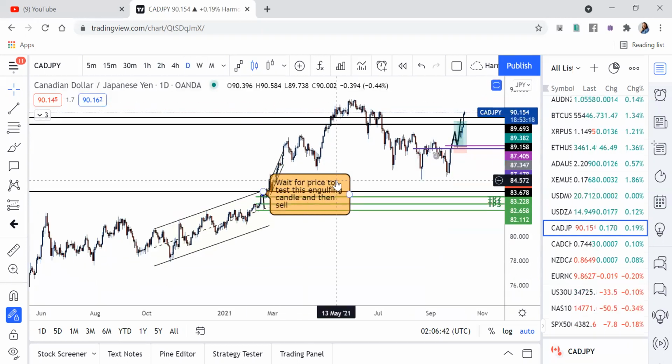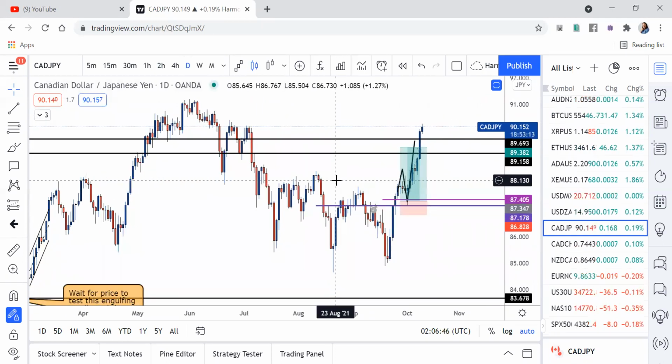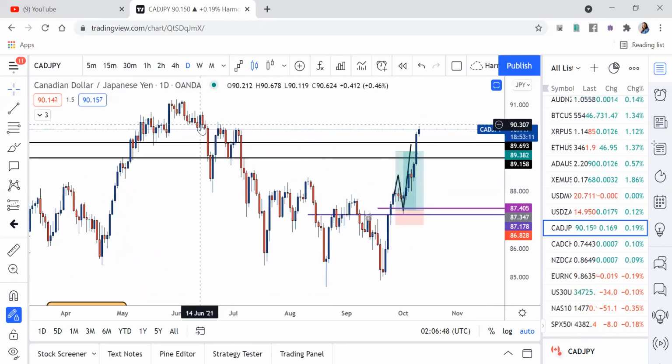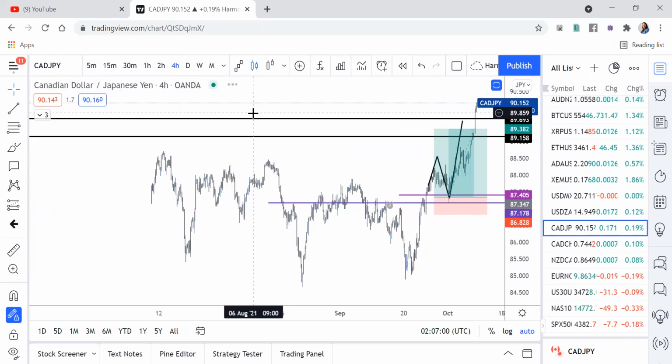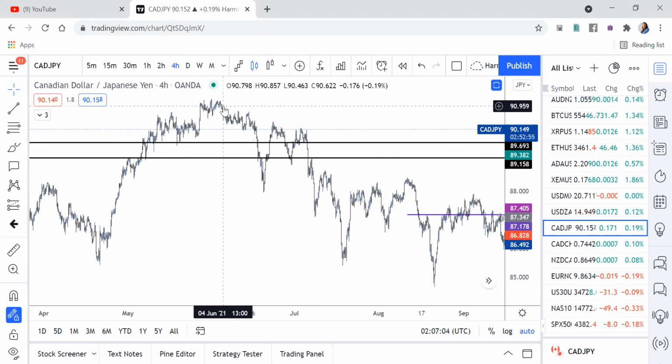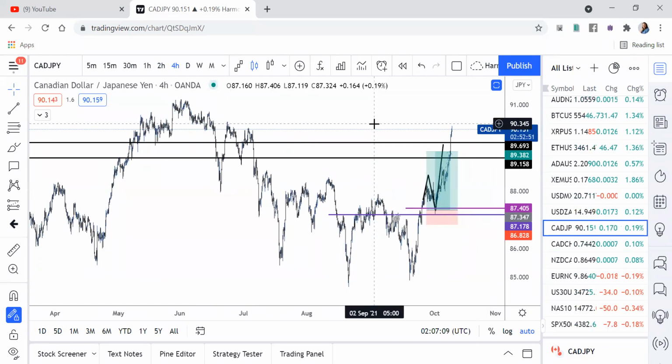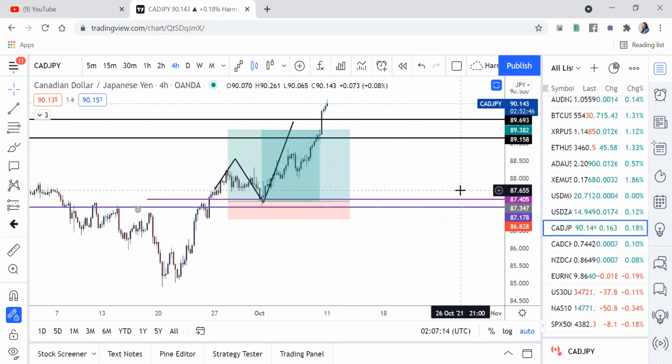My view on CAD JPY now, we'll pretty much leave it alone for now till we get another setup. It could potentially be coming up to these highs here. What I would say is I'm gonna watch price somewhere around these highs, but right now I'm not gonna do anything with CAD JPY. It was a really nice trade and everybody could see that.